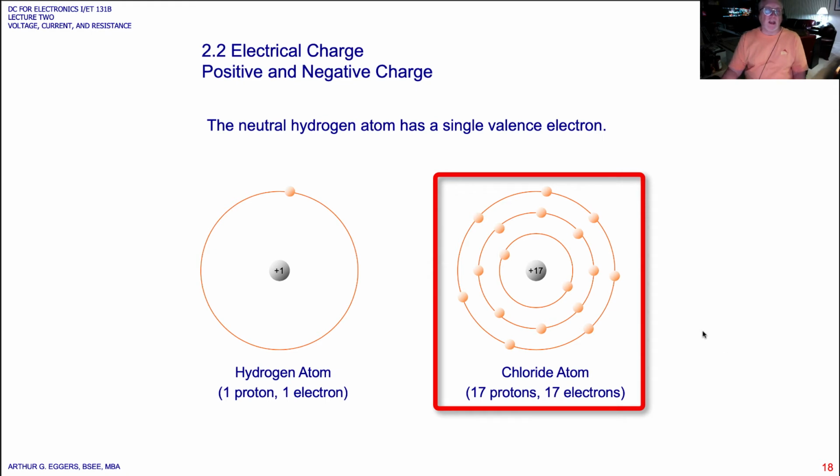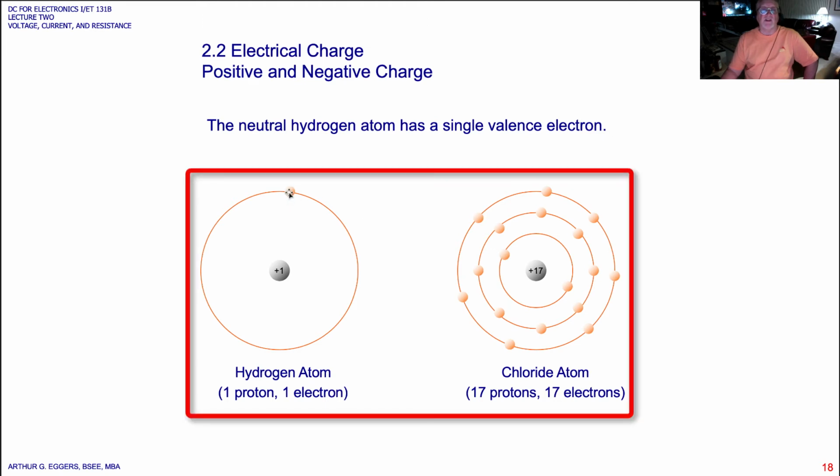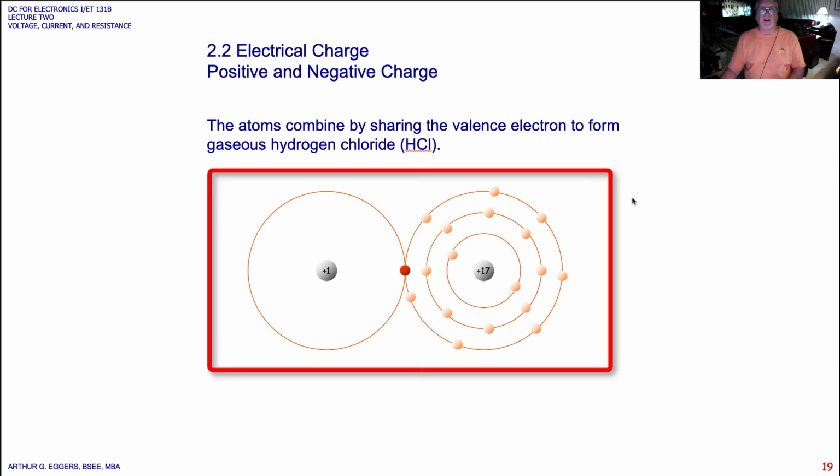So what we're looking at here is some way of combining these two atoms to form a new substance that we call hydrogen chloride. And what will happen is that valence electron in the hydrogen atom is going to jump into the outer or valence orbit of the chloride atom. Okay, so when we do that, now we have combined the two. They've connected together in that valence electron to form a gas that we call hydrogen chloride.